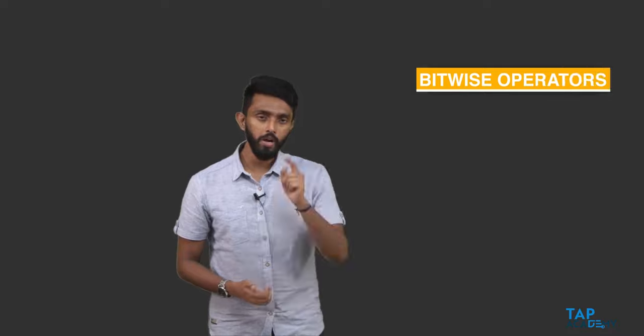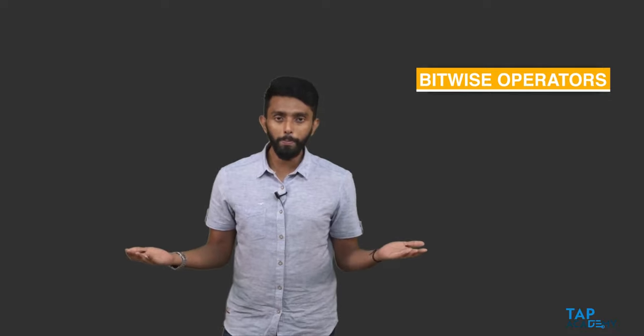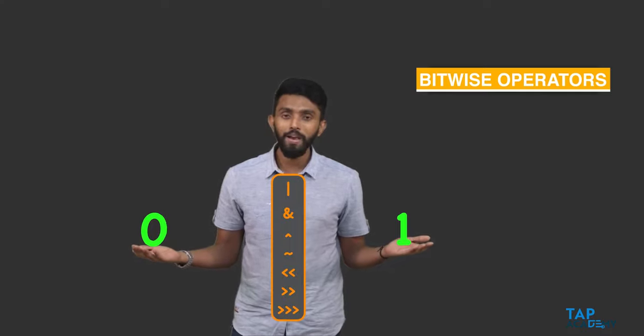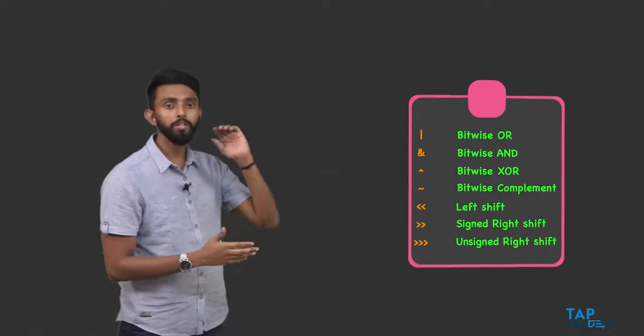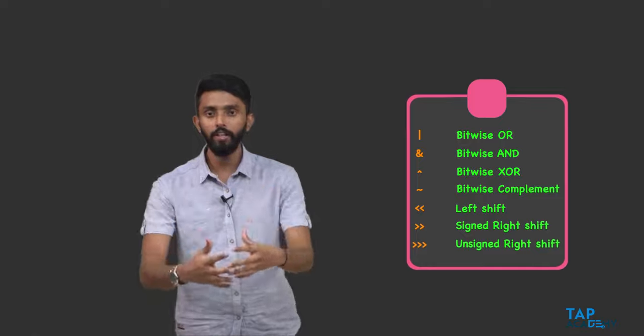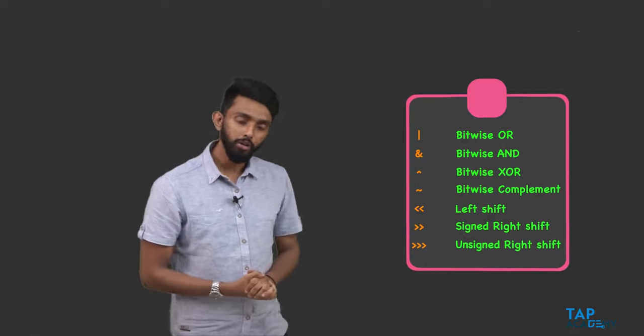Now it's time for us to understand a very simple yet extremely powerful concept with respect to bit manipulations called bitwise operators. Did you know that between two bits, let us assume 0 and 1, you can apply operators? These operators that you apply between two bits are called bitwise operators. Now, what are these bitwise operators? This is the list of bitwise operators. Each one of them has a unique value that they will add to your life, and naturally you must understand them.